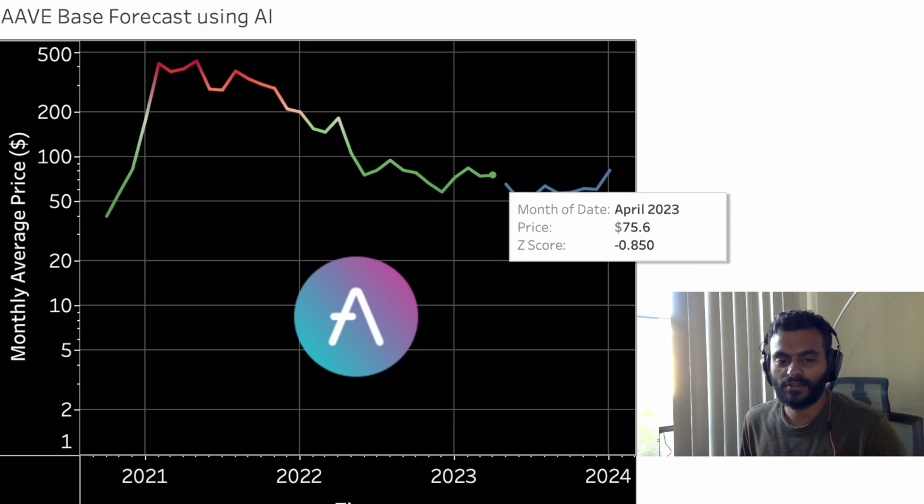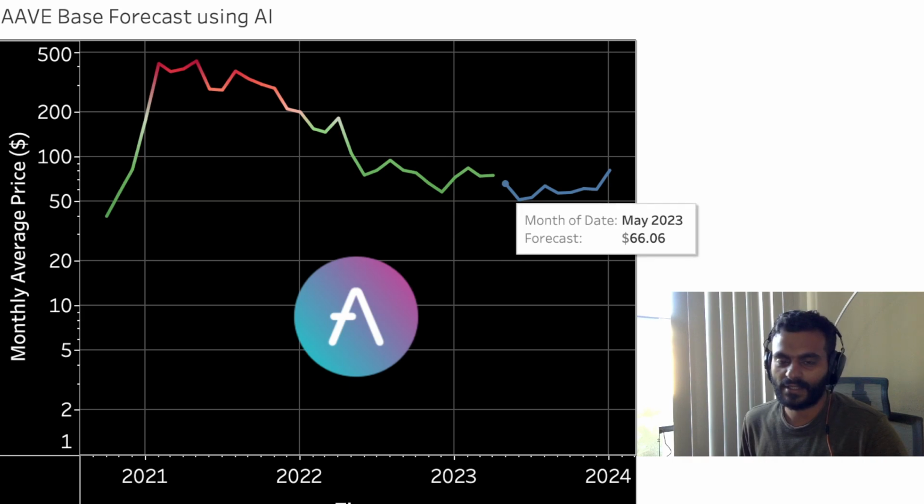But for this token, for AAVE, the current price is 75 US dollars, which is significantly lower than the 180 average price. That's why the z-score is negative 0.85. And this is not financial advice. This is just what the historical data is telling, where the token is currently, and based on that historical data, we have used the data science technique to forecast price.